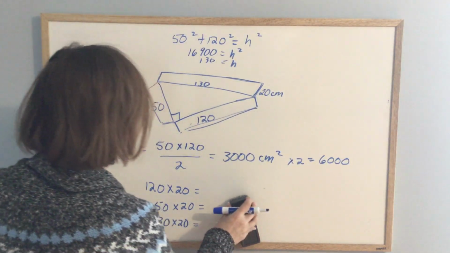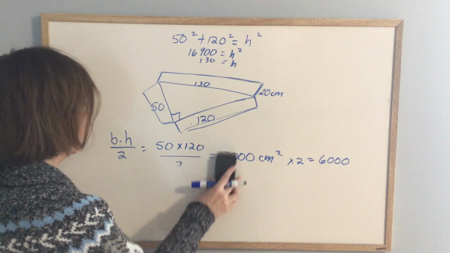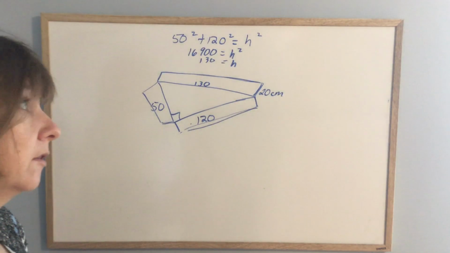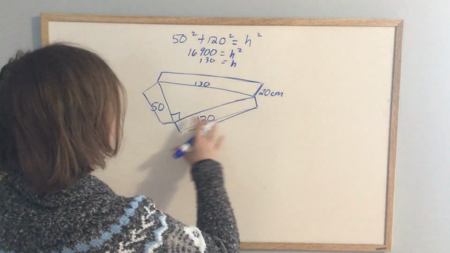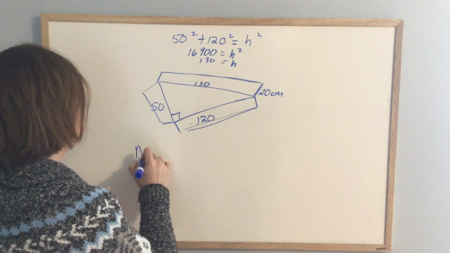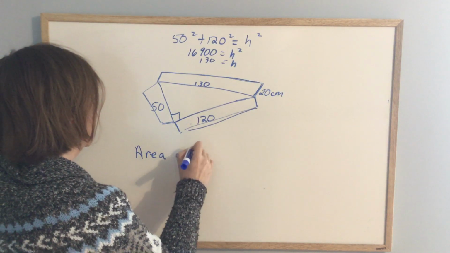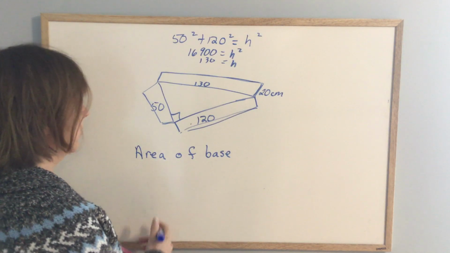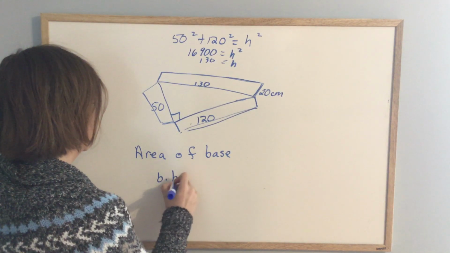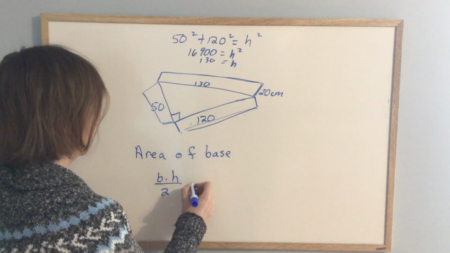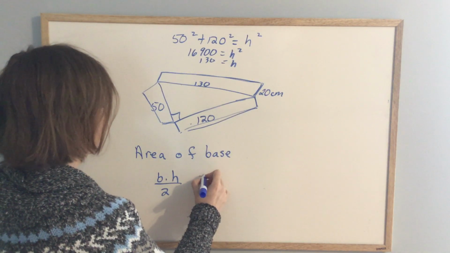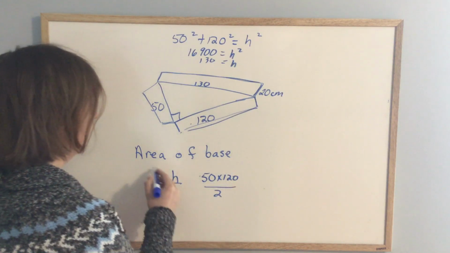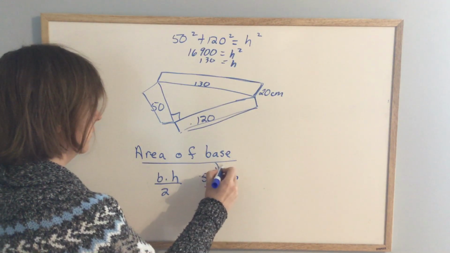Now they also want the volume. Volume, again, is always area of the base times the height. The base is considered the triangle. So area of the base of the triangular prism is the triangle, which would be base times height divided by 2. So that would be 50 times 120 divided by 2. So that is the area of the base.